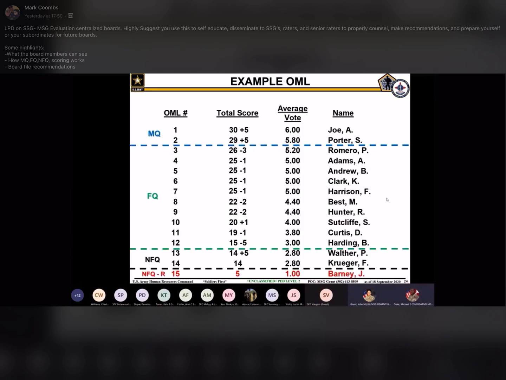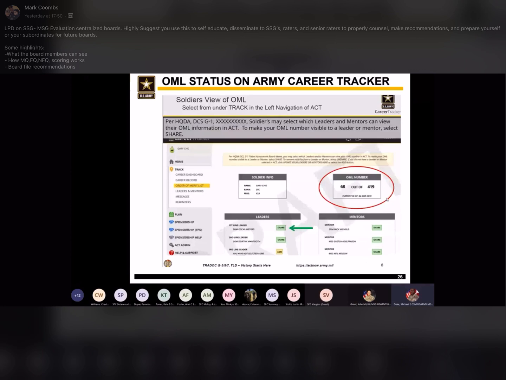Hey, Masson, so is the only way to access the OMLs through the ACT, and only the soldier and the people that they grant? Oh, there we go. Okay. Yep. You know exactly where I was headed with this, Sergeant Major. So Army Career Tracker is where you can check your OML numbers.